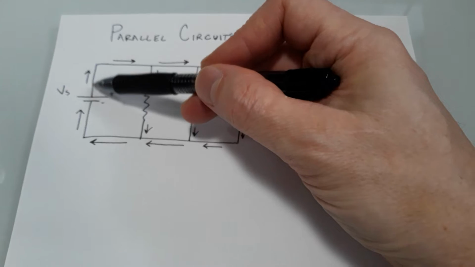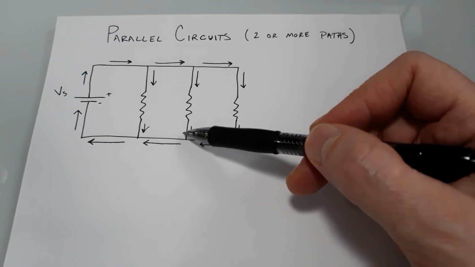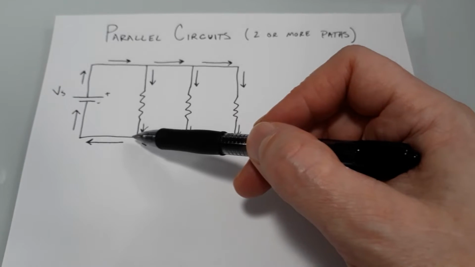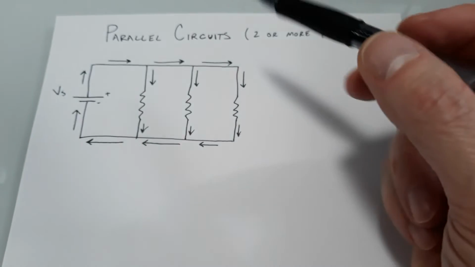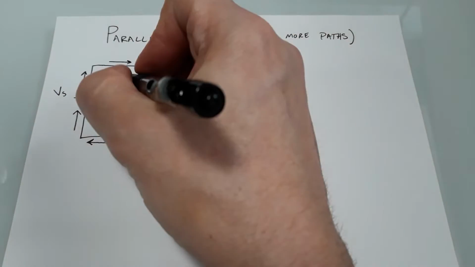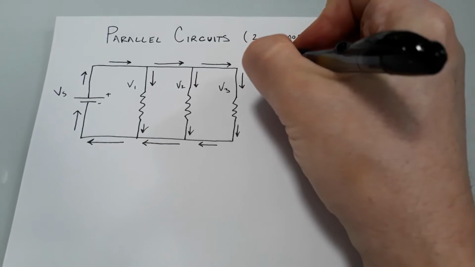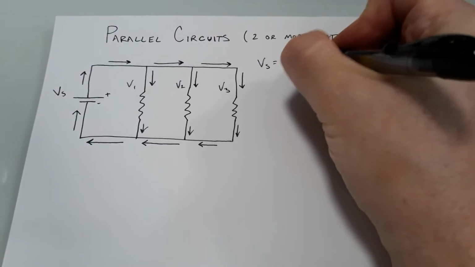I mean, look, if you go through the battery and then you don't go down the first path, but you decide I'll go down the second path, once you go through the second path, you can no longer go through any of the other paths, and you must return back to the battery before being re-energized. So one really simple rule that we can see is that the voltages are all equal to each other.